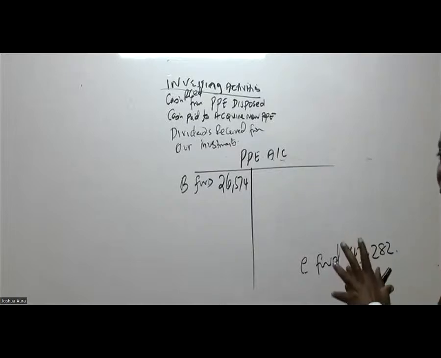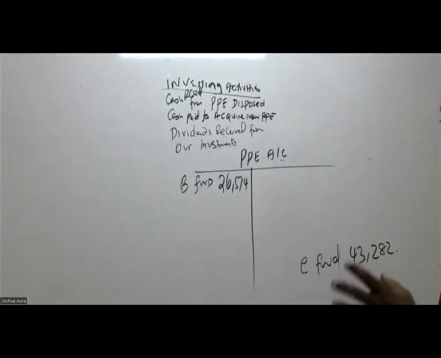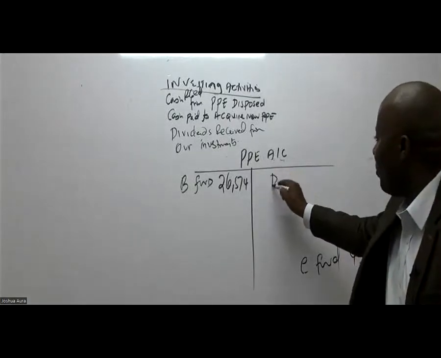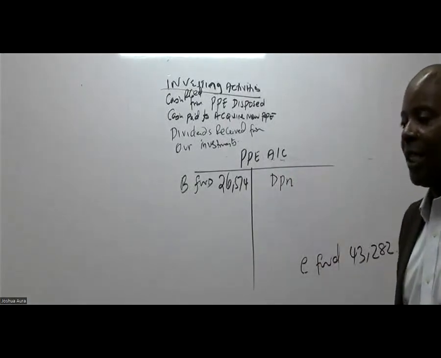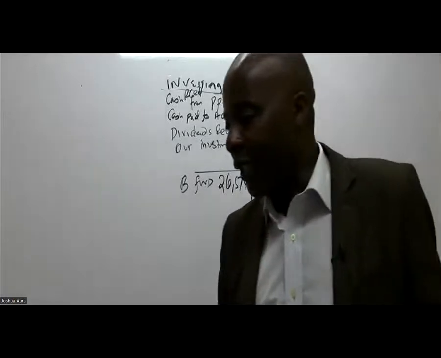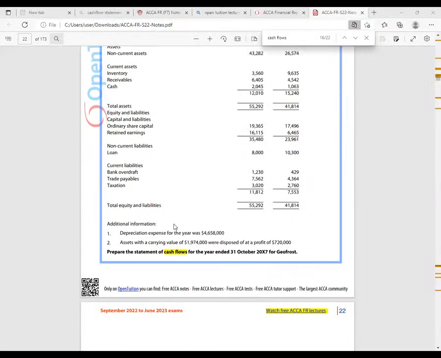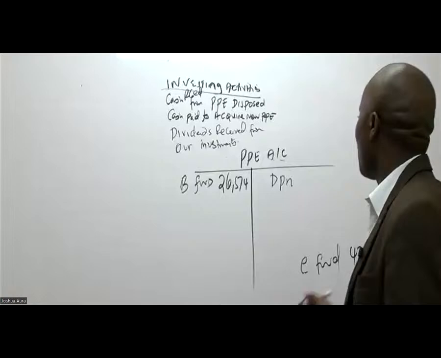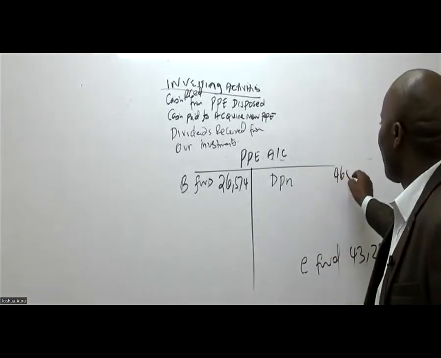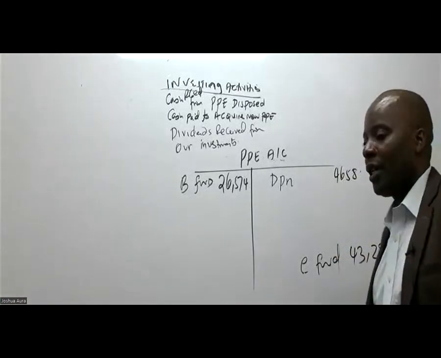Either to reduce the figures, depreciation. So depreciation, of course, will be reducing, isn't it? So come and write here, depreciation. Have they given us depreciation for the period? Let's see. Yes, depreciation is 46.58. Thank you so much.